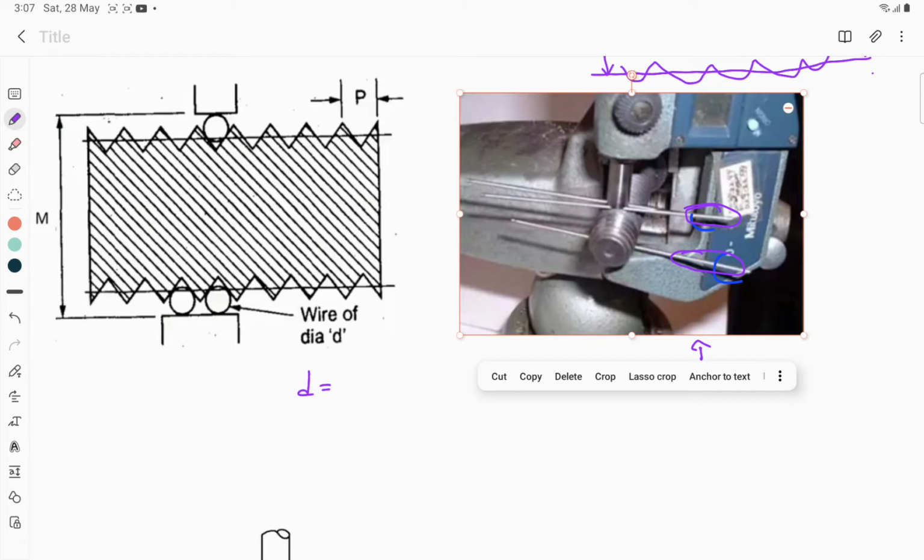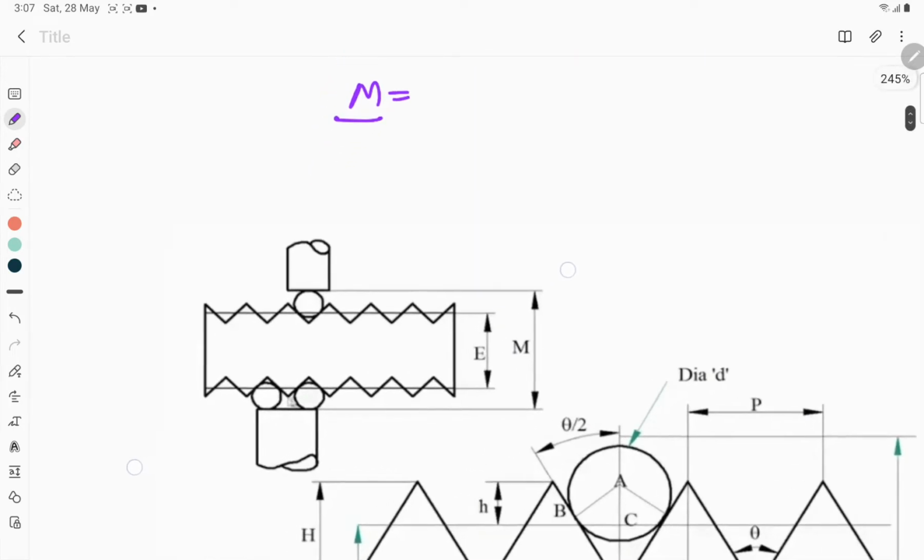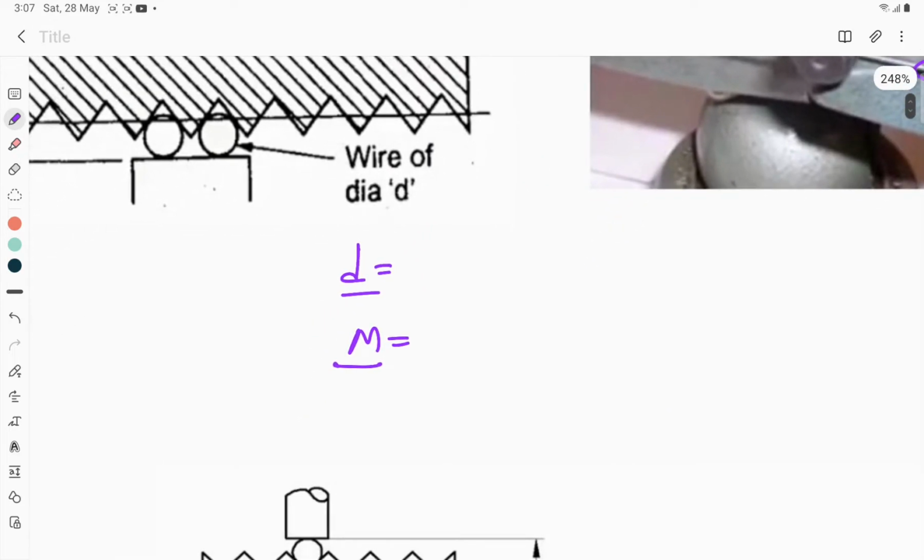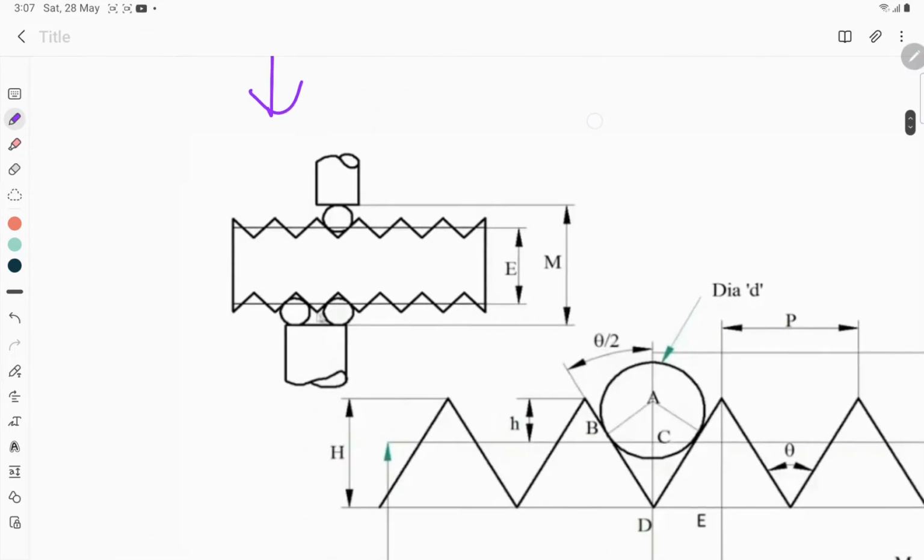Whatever we get through this micrometer will be taken as m. We have placed this thread and three wires between the anvils of a micrometer. So now we will get one reading in the micrometer. That value is taken as m, and d is the diameter of the wire. The same diagram you can see at the bottom.